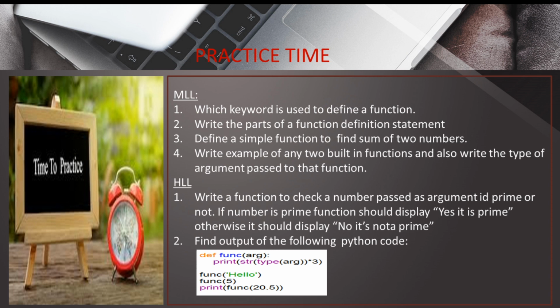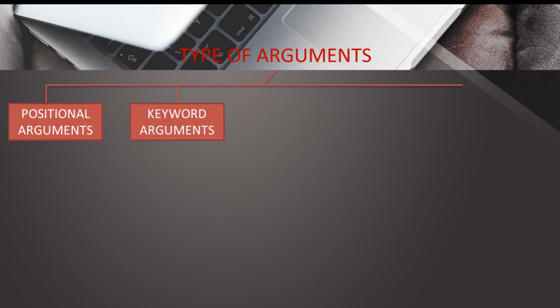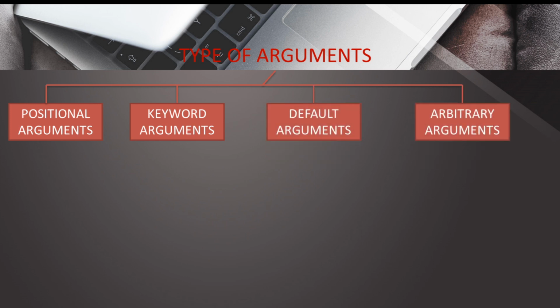Now please try this by yourself at home. Now, types of arguments: there may be many types of arguments. Basically, 4 types of arguments are there. First is the positional argument which we pass inside the function. Second is the keyword argument. Third is the default argument, and fourth is the arbitrary argument.